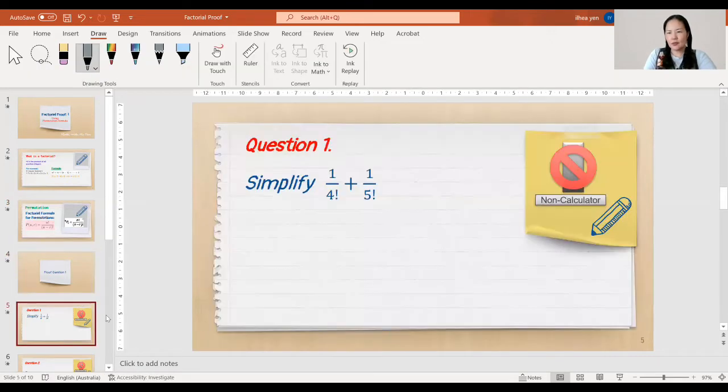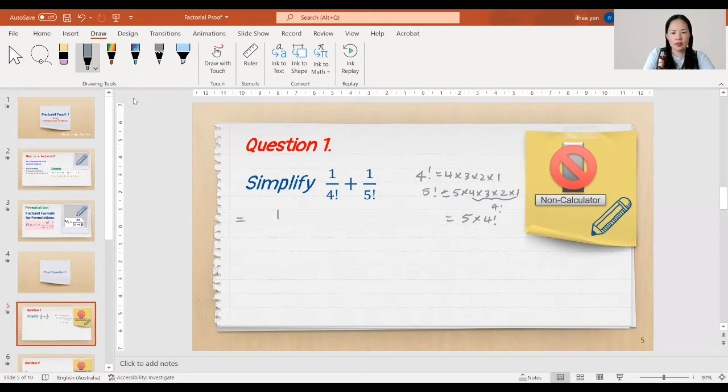Question 1. Let's start with a simple question here. Simplify 1 over 4 factorial plus 1 over 5 factorial. With the sum or subtraction of fractions, you've got to think about common denominator. Which one will be my common denominator? Do not multiply them and say 20 factorial. It doesn't work like that. Let's have a look at the 4 factorial and the 5 factorial. As you can see, 5 factorial will be our common denominator because with that 5 factorial, 4 factorial is in it.